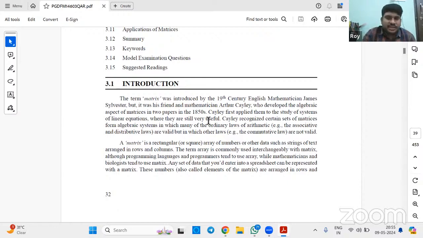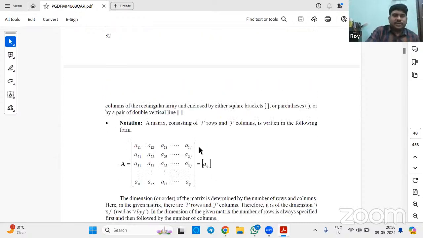Cayley recognized certain sets of matrices, an algebraic system in which many of the ordinary laws of arithmetic are now not void. Now, what is a matrix? A matrix is a rectangular or square array of numbers or other data, such as strings of text, arranged in rows and columns. You have seen that, right? Rows, columns, matrix.